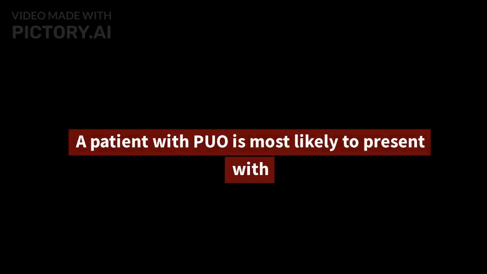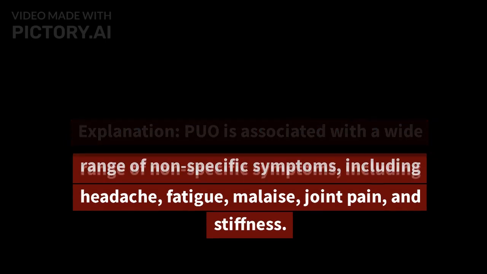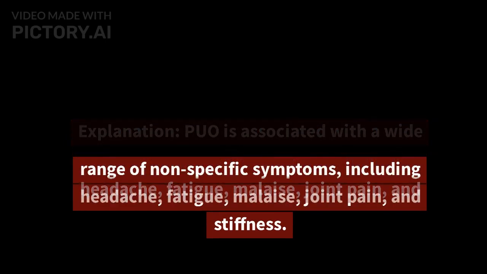3. A patient with PUO is most likely to present with A. Headache. B. Fatigue and malaise. C. Joint pain and stiffness. D. All of the above. Answer: D. Explanation: PUO is associated with a wide range of nonspecific symptoms, including headache, fatigue, malaise, joint pain, and stiffness.